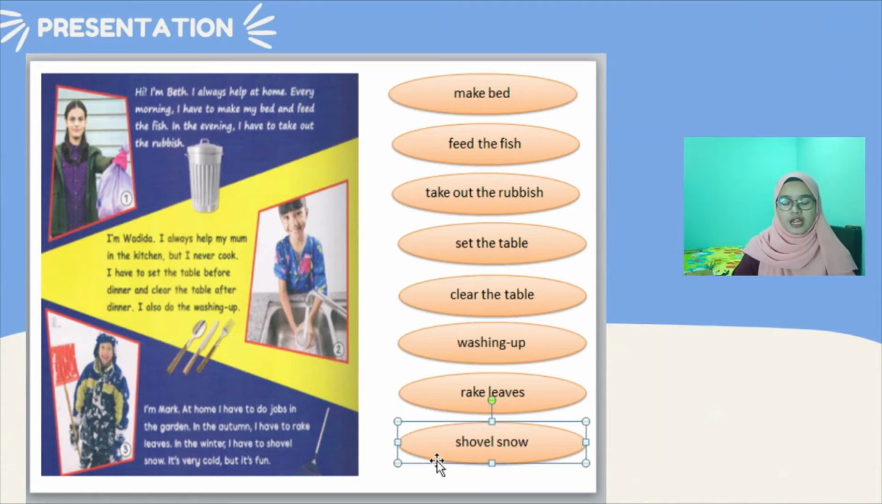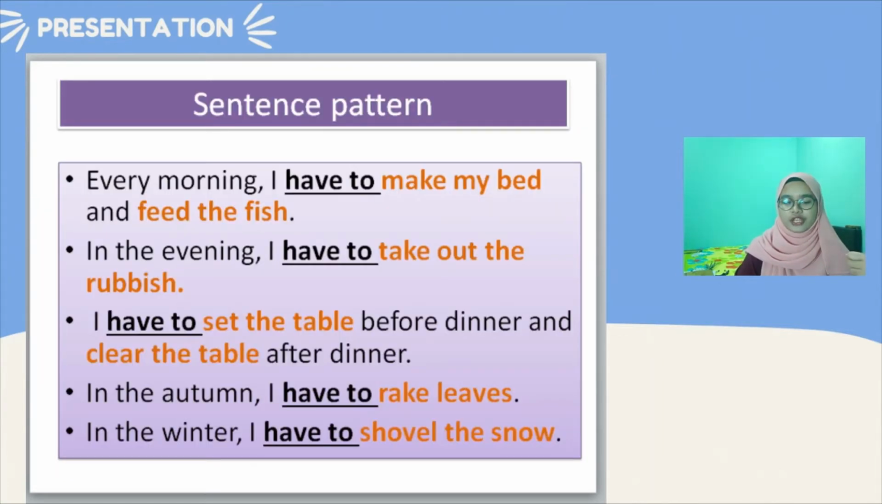Okay, and now I would like to emphasize the sentence pattern in this reading text. Here there are 5 sentences that I have extracted from the reading text. The first sentence: every morning I have to make my bed and feed the fish. The second sentence: in the evening I have to take out the rubbish. The third sentence: I have to set the table before dinner and clear the table after dinner.